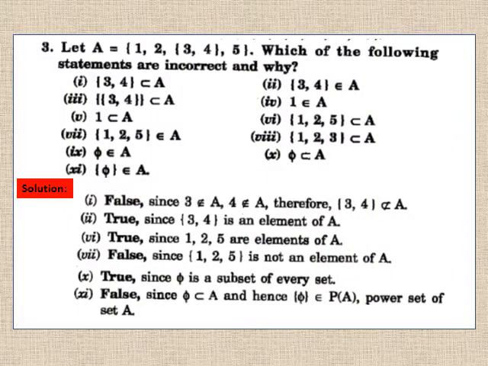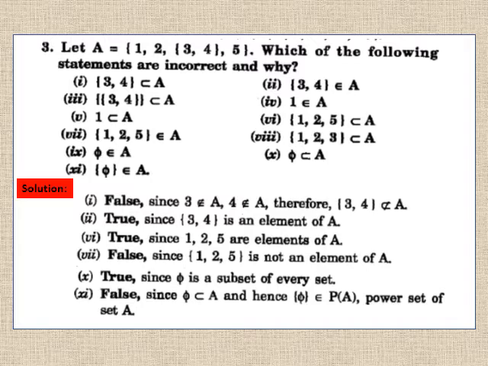Moving to question 3. Let A be equal to {1, 2, {3, 4}, 5}. Now the elements of set A are what? 1, second element is 2, third element is the set {3, 4}, not element 3, 4. Remember this point. It is the set {3, 4} which belongs to A, not the individual element 3 and not the individual element 4. So the set A contains only 4 elements: 1, 2, {3, 4} and 5.